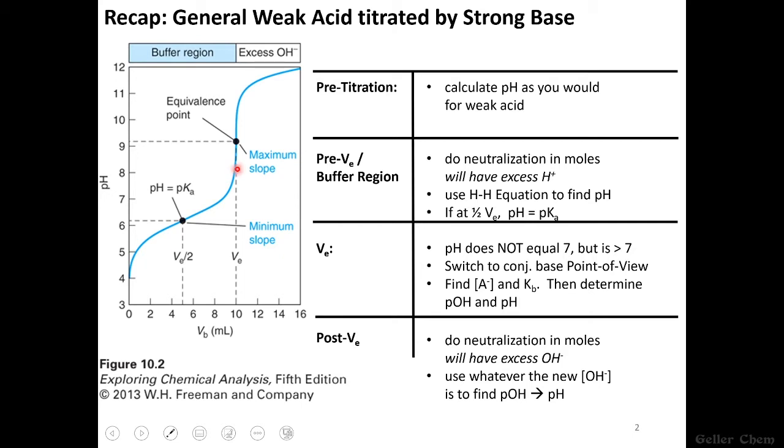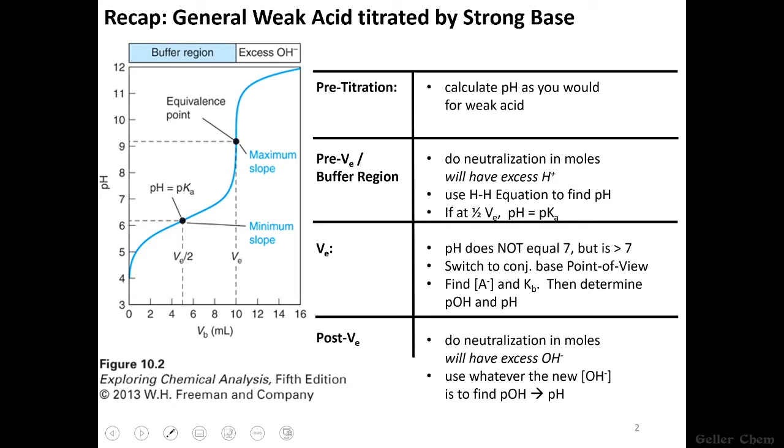We then have this sharp rise around the equivalence point, just like what we saw with the strong acid titration. But unlike that situation, the pH does not equal 7, but is greater than 7, because we've converted all of the acid into a weak conjugate base, and so we have to look at it from its point of view. And figuring out the pH in this case definitely involved the most legwork.